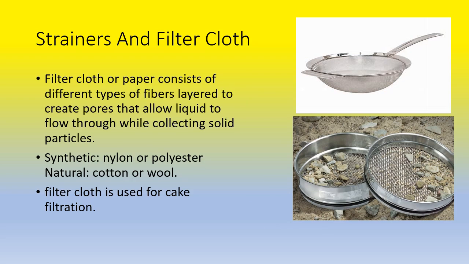So two more examples of filters are strainers and filter cloth, and they work in similar ways. Filter cloth or paper consists of different types of fibers layered to create pores that allow liquid to flow through while collecting solid particles. This is similar to what strainers do, which are shown in these two images right here. They also collect solid particles, but they do so with tiny openings in the metal, as you can see right there.